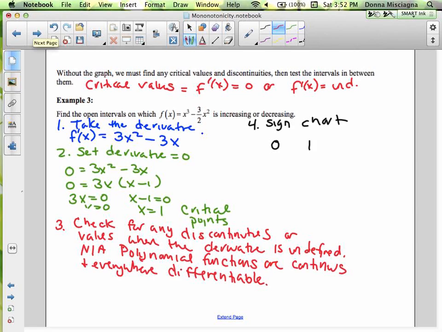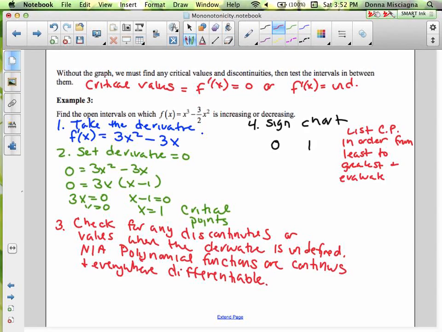List critical points in order from least to greatest, and evaluate for values on either side of the critical points. Okay?